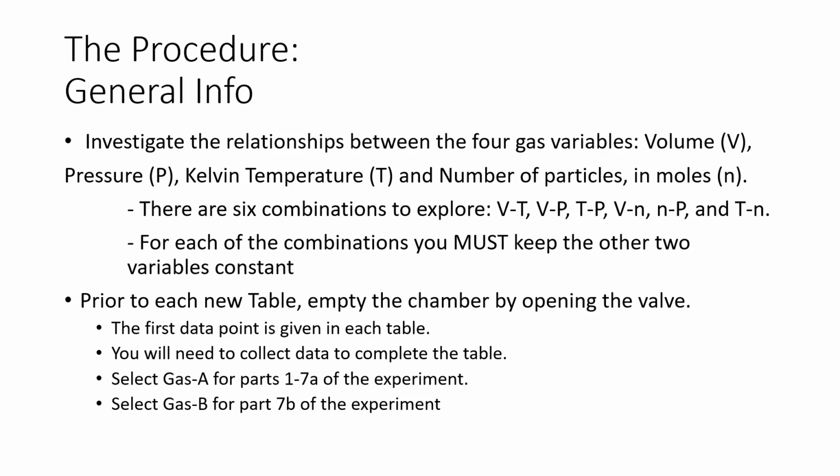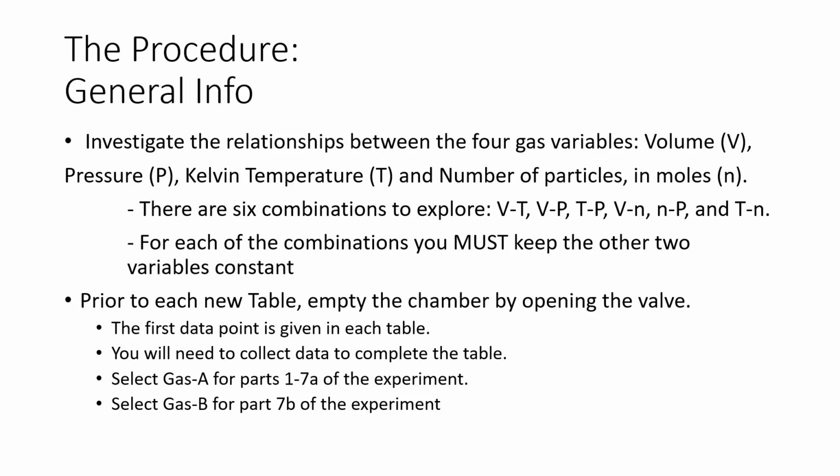For each of these combinations, if we want to see the effect of changing one on the other, then we must keep the other 2 variables constant. So for example, when we are looking at the volume temperature relationship, we're going to make sure to keep the number of moles and the pressure constant. And prior to each new data table, we're going to empty the chamber by opening the valve. Then the first data point is actually given in each table, and we will need to collect data to complete the rest of the table.